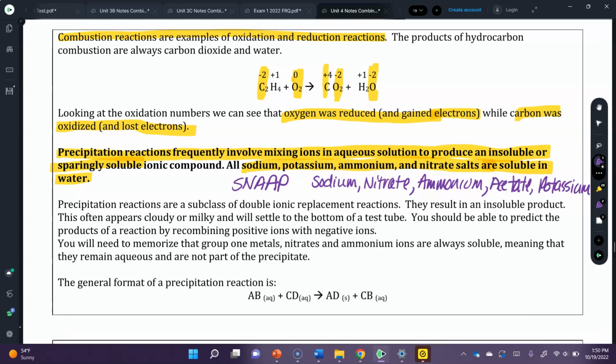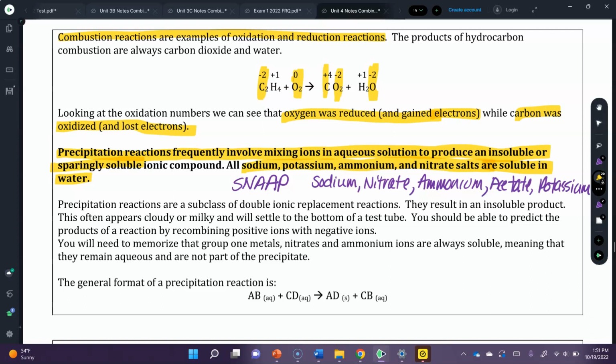These are always soluble, so you see them, it's a SNAP solubility. It's a SNAP, guys, so if it's any sort of anion or cation with these, it is always soluble. Precipitation reactions are a subclass of double ionic replacement reactions. They result in an insoluble product. These are not redox reactions. Oxidation numbers don't change. They just trade ionic partners in the little weird square dance of double ionic replacement reactions.